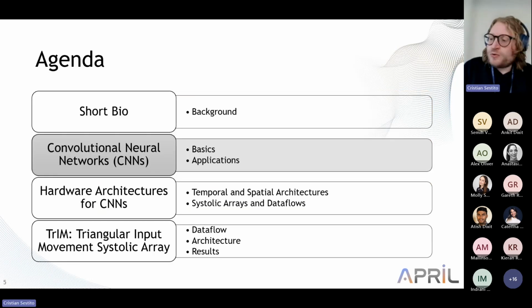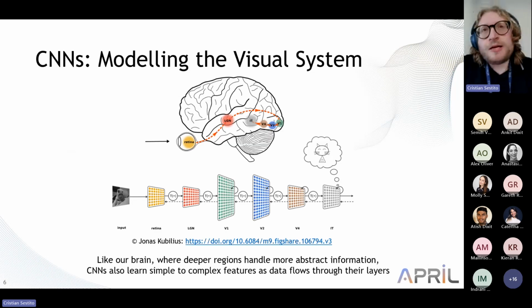So now let's go to the specific topics of today's talk. Let's start with some basics about convolutional neural networks. I would start from a relationship that we have between convolutional neural networks and our brain in order to highlight what are the biological insights on the use of convolutional neural networks. So, like our brain, where deeper regions handle more abstract information, the convolutional neural network learns simple to complex features as data flow through its layers.